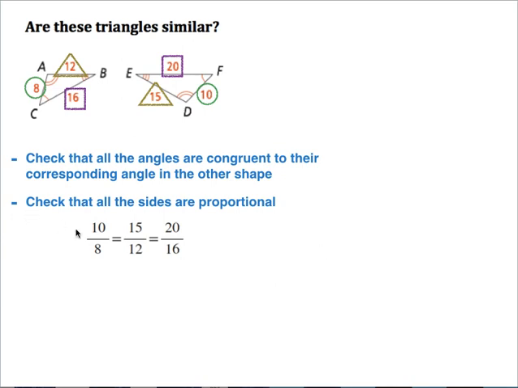So we need to see if the ratios of corresponding sides really simplify to be the same scale factor. Both 10 and 8 divide by 2. 15 and 12 divide by 3, 20 and 16 divide by 4, and when we simplify each one, oh, they get us the same fraction, 5 over 4. Because they get us the same scale factor, we can confirm that yes, the sides are proportional and therefore the triangles are similar.